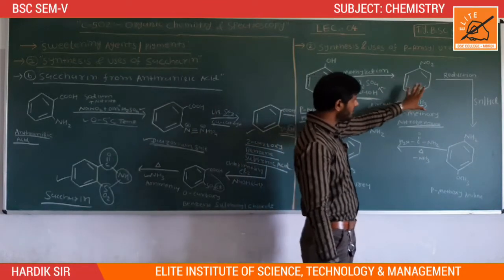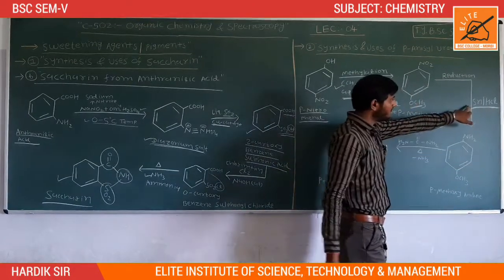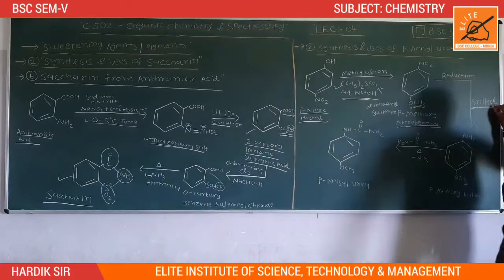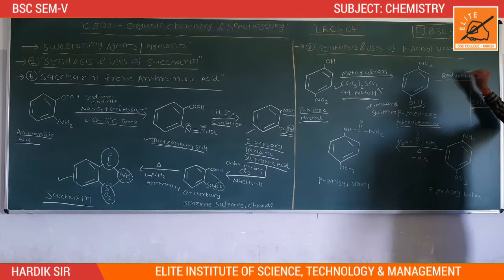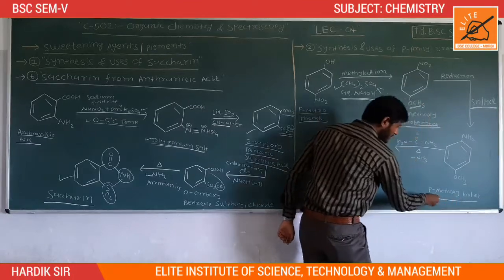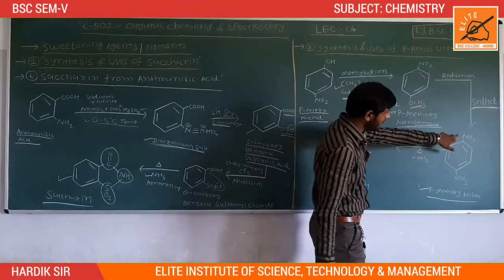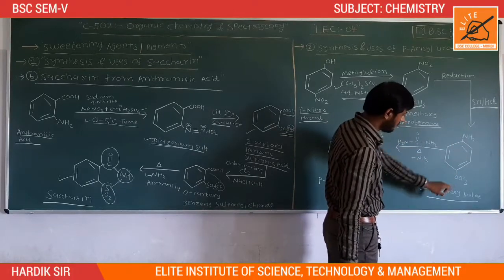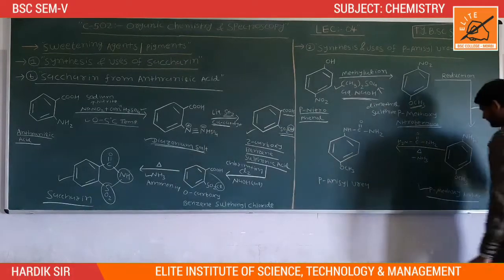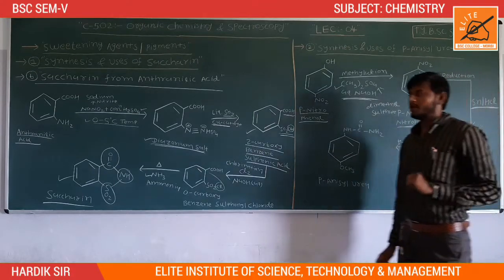Now para-methoxy nitrobenzene is reduced with stannous and HCl. This is the metal stannous, and this is our hydrochloric acid, and this process is a reduction process, and we will produce para-methoxy aniline. This is the structure of para-methoxy aniline, with an amino group and a methoxy group. And this is our second intermediate product.